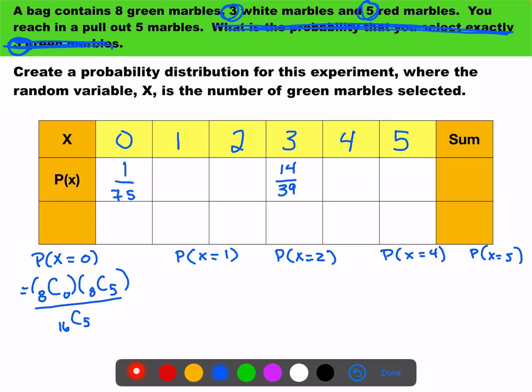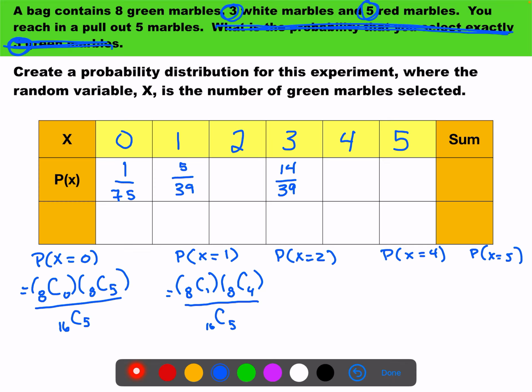All right, so probability when x equals 1, again, we're not showing full communication here, just writing it down so you can see how I did it. This would be 8 green marbles, and I want to pick 1 of them. And then I need to pick 4 other marbles from the 8 white and red marbles. Over top of, this is always going to be 16, choose 5. Punching that in the calculator, you should have ended up getting 5 over 39.